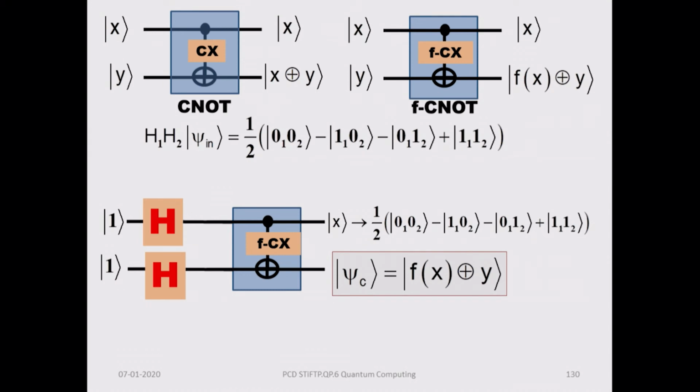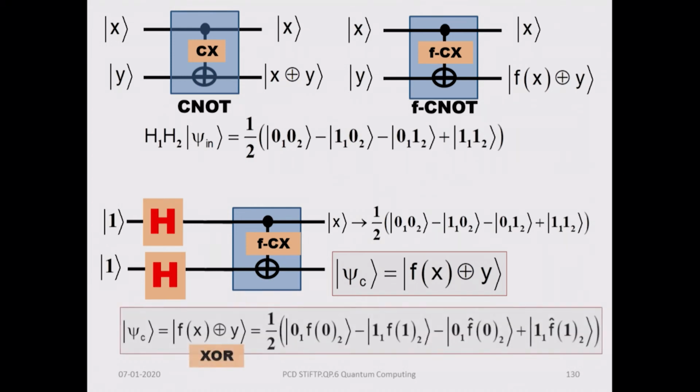So, this is what we now have, and the output of the function control not would be whatever came in, and the other qubit would be fx XOR y, right. So, you have to find this state psi c which is coming out of the function C naught gate, okay, and this is going to be the XOR of fx and y.